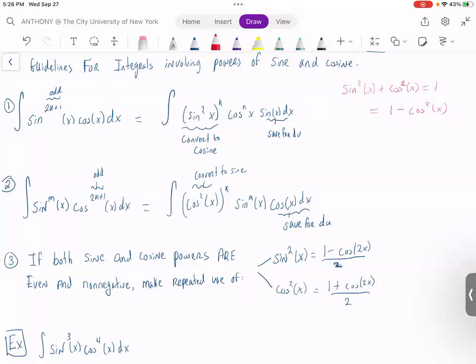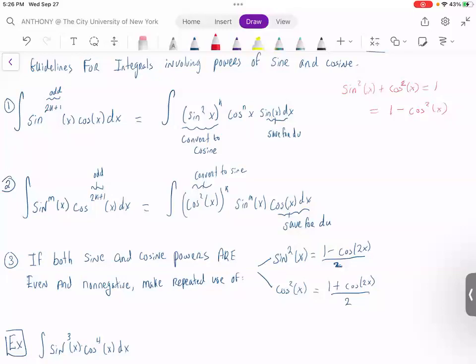If the power of cosine is odd, then you're going to have to convert the cosine squared of x to sine, right? So it'll be 1 minus sine squared of x now, raised to some power of k, times sine to the power n of x, and then you save for your du, right?